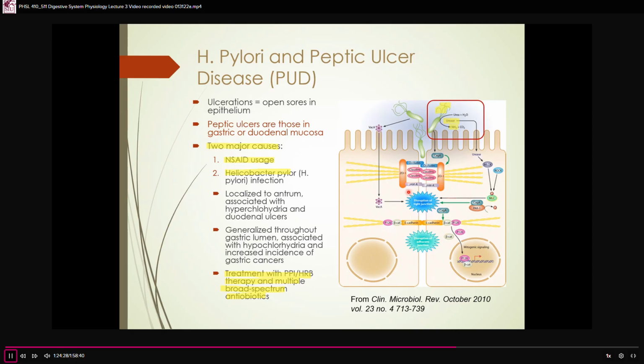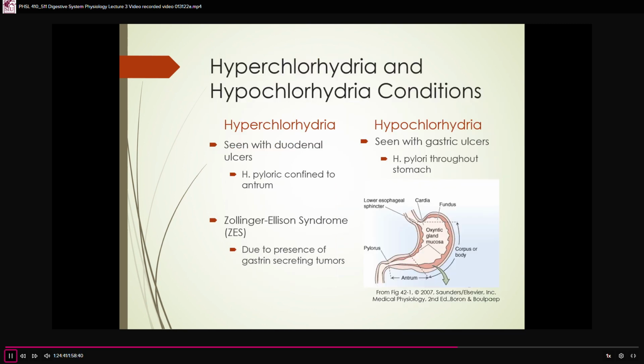So depending upon where you might have H. pylori localizing, you can have these ulcers restricted primarily to the stomach or to the duodenum. So if you have H. pylori infection, depending upon where your bacteria are localized and where tissue damage occurs in the stomach, you can end up with hyperchlorhydric or hypochlorhydric conditions. So hyperchlorhydria is where you have excess secretion of HCl in the stomach. Hypochlorhydria is where you have insufficient or abnormally low amounts of HCl production in the stomach.